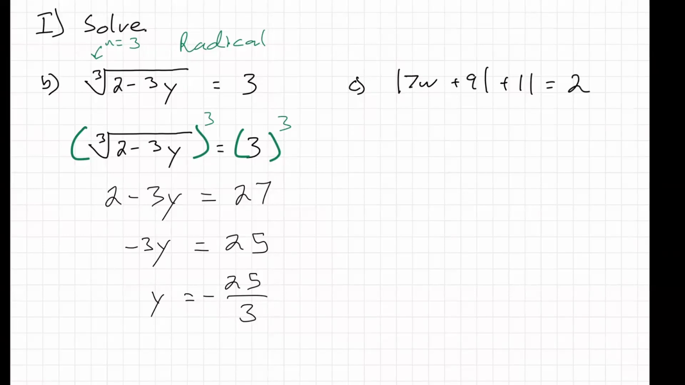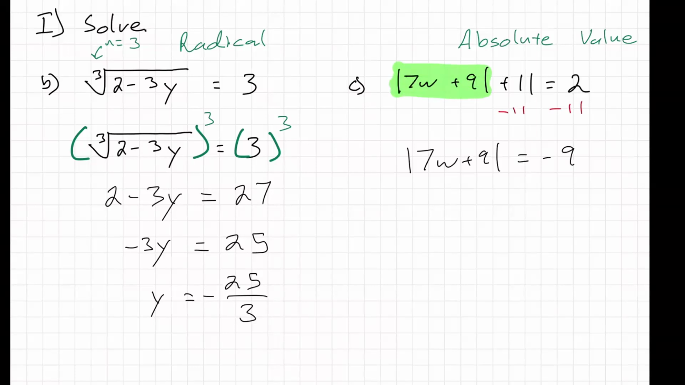All right. So what's going on with letter C then? The third one. This is absolute value, right? So we definitely want to be careful that when we're dealing with the absolute value, what should we do first? We got to get the absolute value by itself. So make sure you see here, like this was the highlighting portion that we're working with. We got to get that piece by itself. To do that, we do need to subtract 11 from both sides. So we have the absolute value of 7W plus 9 equal to -9. All right, what's next?